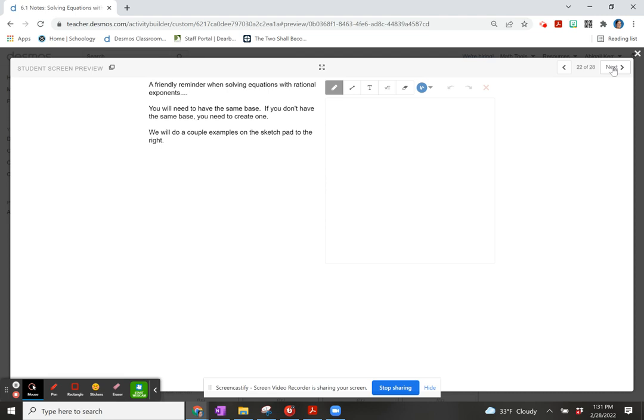Now, if we don't have the same base, we can make it the same. For example, if we have 9 and we want a base of 3, 3 squared gives us 9. If we have 125 and we want a base of 5, we can do 5 to the 3rd, because 5 times 5 times 5 gets us 125. Now that's going to make more sense on our next slide.